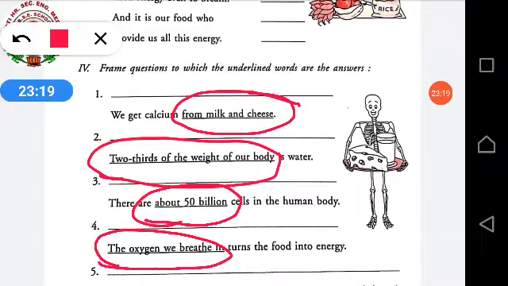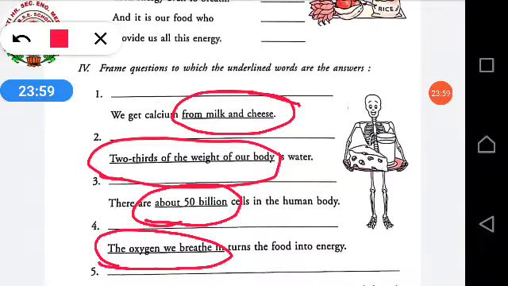Okay? Like the first one, we get calcium from milk and cheese. From milk and cheese is your answer. So what will be the question for this? Come on, let's start doing it by yourself. We get calcium from milk and cheese. So the question will be, where do we get calcium from? Because calcium is not the answer. Milk and cheese are the answer. So what will be the question? Where do we get calcium from?